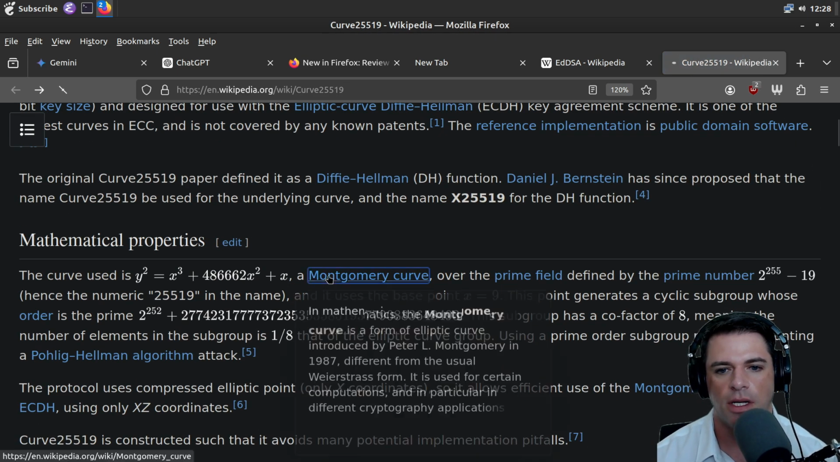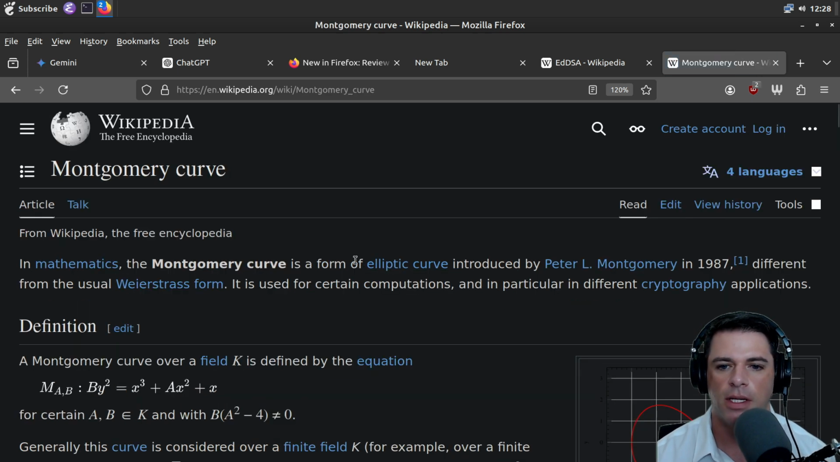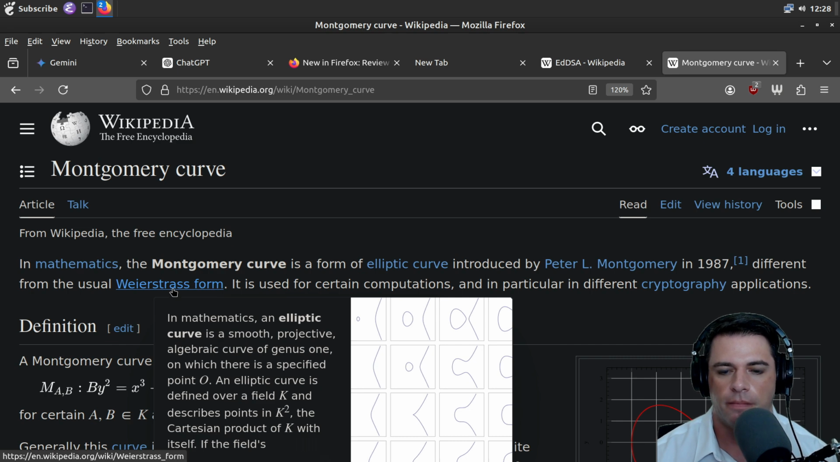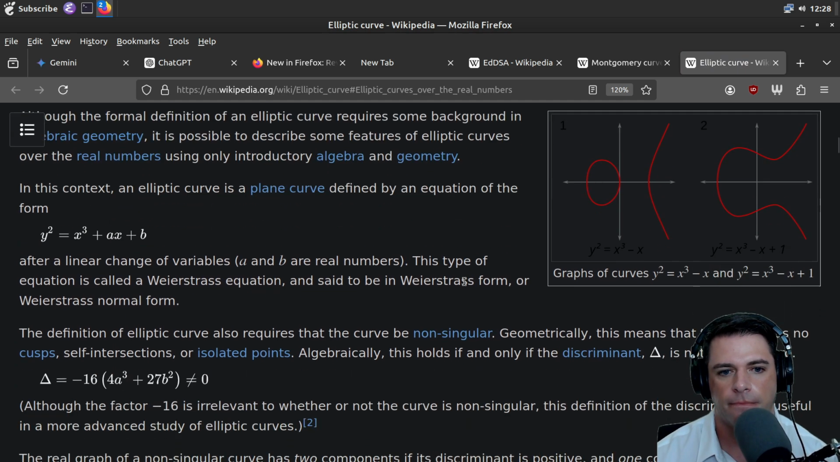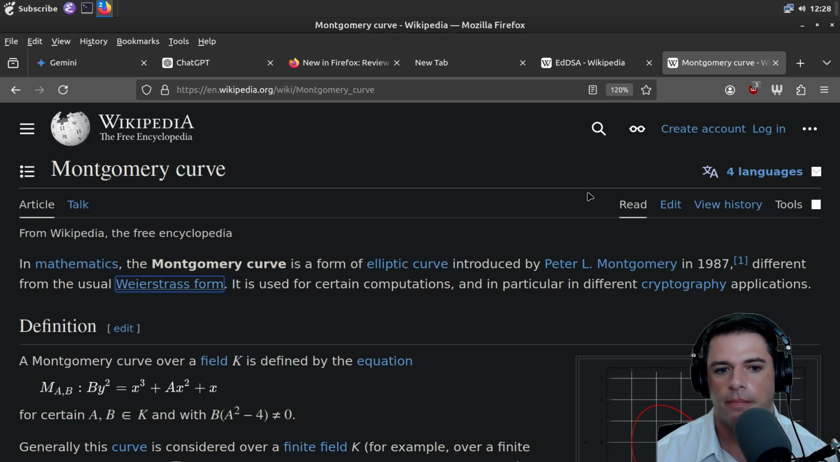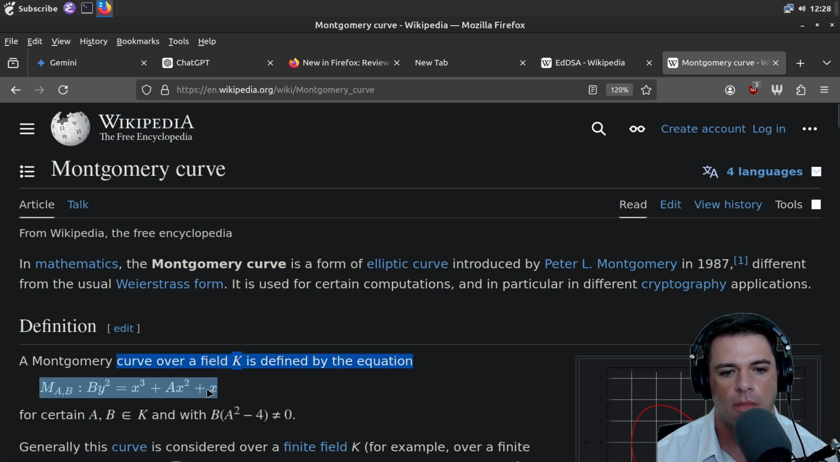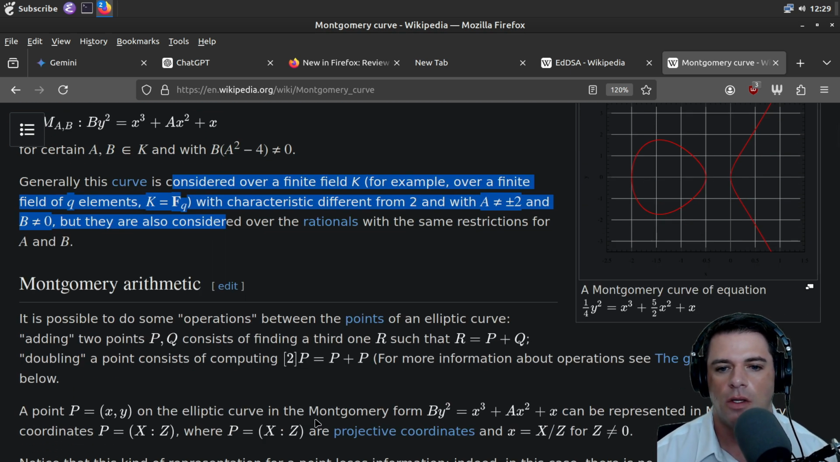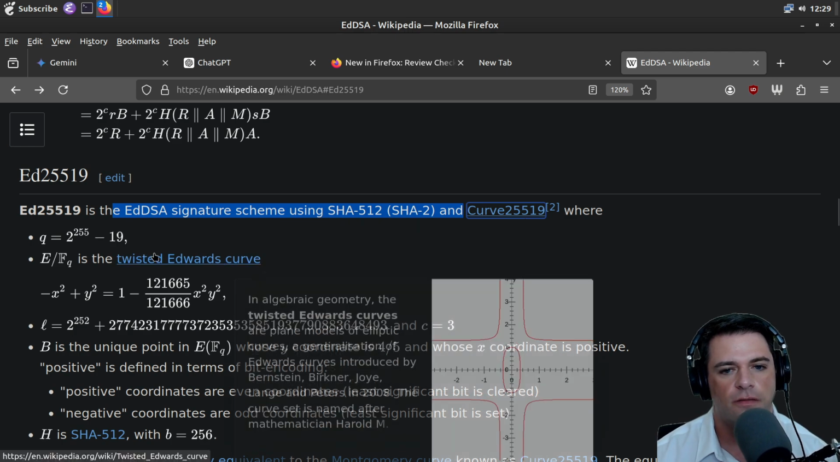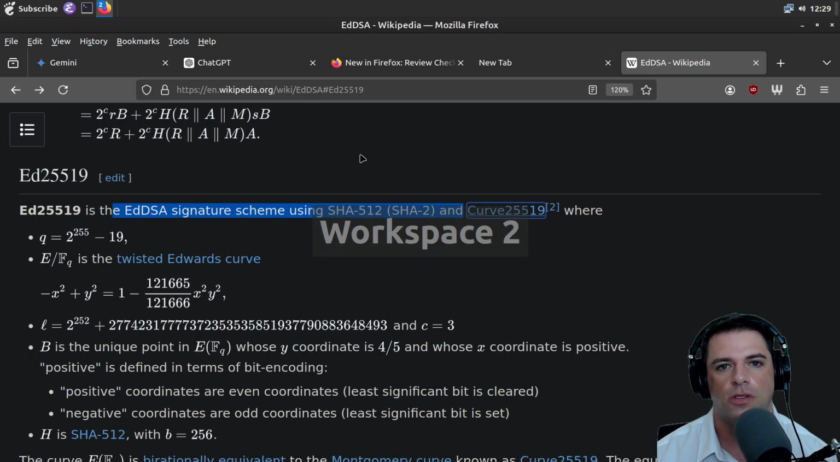This is some number. What makes it a Montgomery curve? I'm not sure. It's different from the usual Weierstrass form, which I think is the main form I'm familiar with for elliptic curves. It's defined by some equation, considered over a finite field K, for example, et cetera. Okay, so we have this curve, and we were learning about the coordinates.